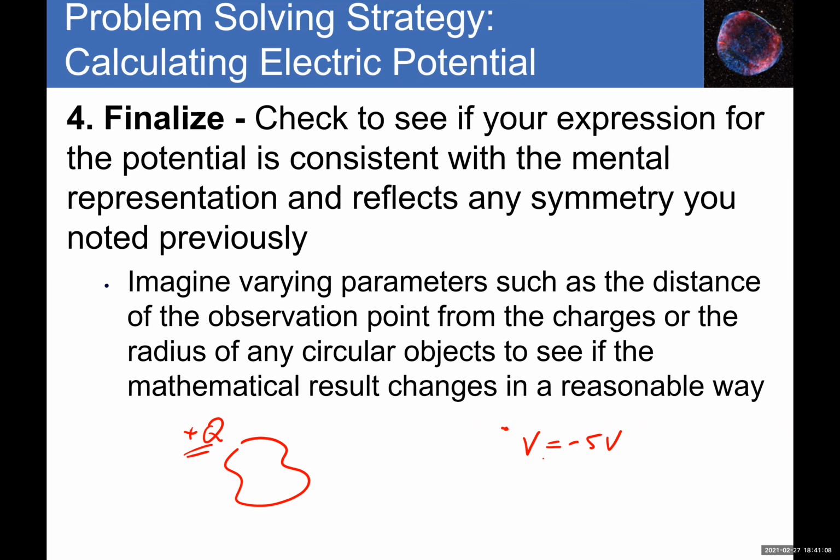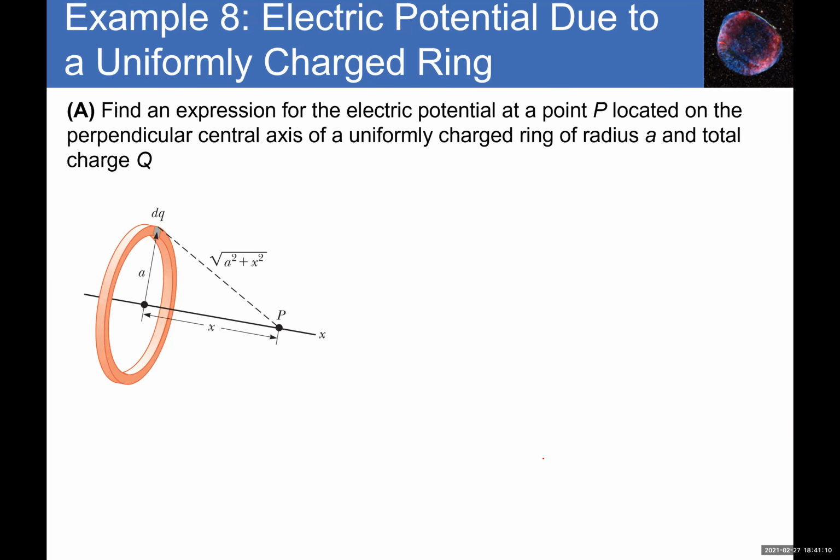All right. Let's look at that in an example here. Previously, we had exactly the same problem, where we had a ring with charges uniformly distributed, so it's a uniformly charged ring. And previously, the question was to find the electric field at that point P due to this configuration.